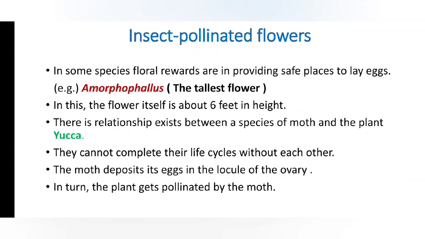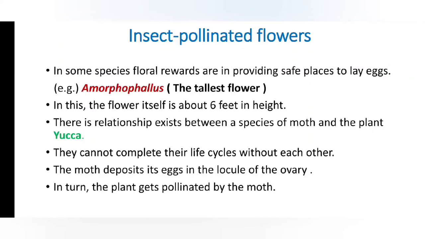Insect pollinated flowers. In some species, floral rewards are in providing safe places to lay eggs. In some cases, plants provide safe places to lay eggs. Example, Amorphophallus, the tallest flower. Generally, some plants themselves grow up to 6 feet in height, but here the flower itself is about 6 feet in height. Such a tall flower it is.